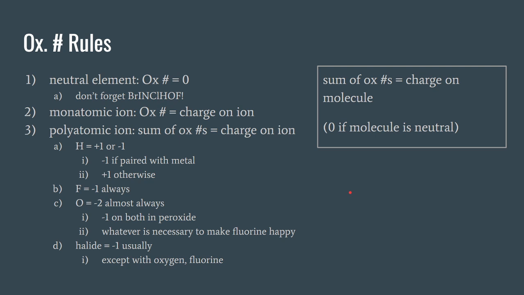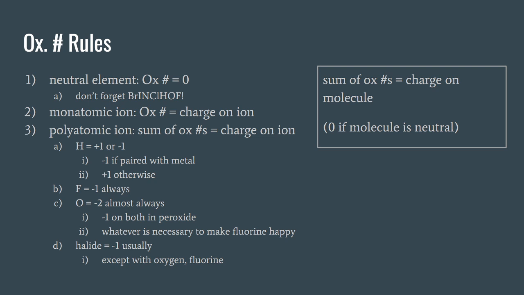So these are the rules for the oxidation number. When you're looking at a neutral atom, or the neutral element, I should say, the oxidation number is 0. So molecular oxygen, O2, has an oxidation number of 0. The element in its native state has an oxidation number of 0. If you're looking at a monatomic ion, then the oxidation number will be the charge on the ion.